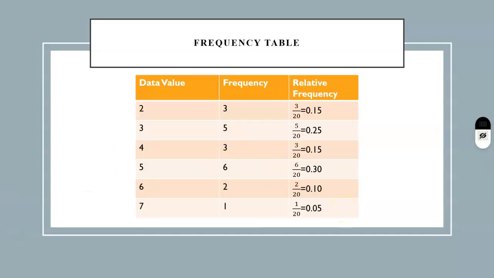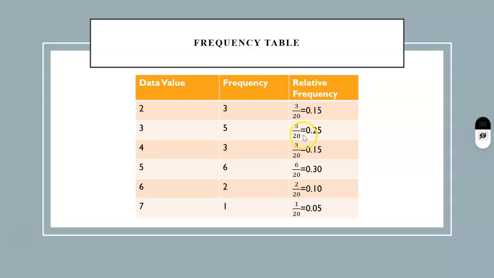The next is relative frequency. Relative frequency is the percentage of the current frequency out of the total frequency. So the relative frequency for the current one is the current frequency divided by the total frequency, which is 20 students. So 3 out of 20, which is 0.15, or you can say 15%.